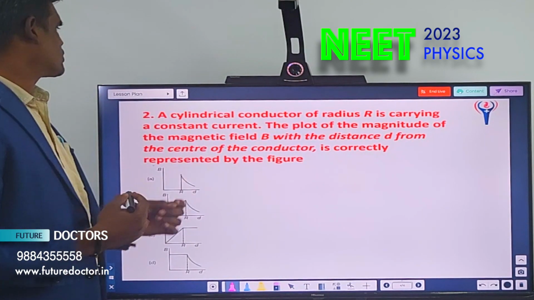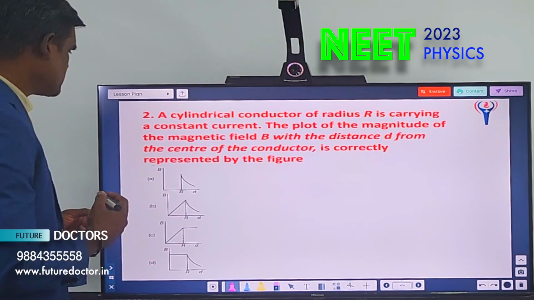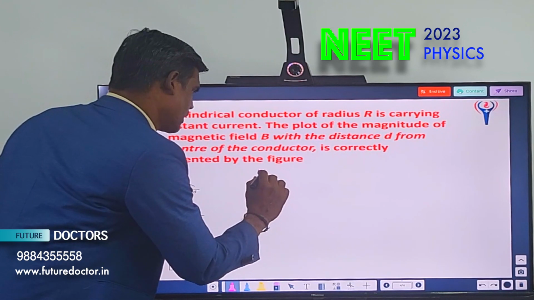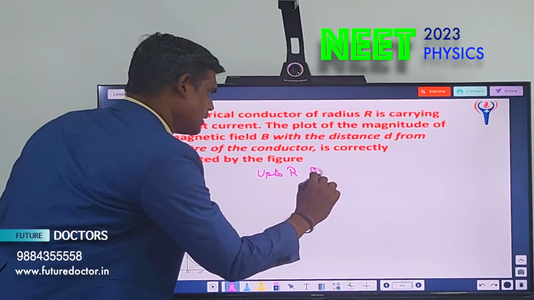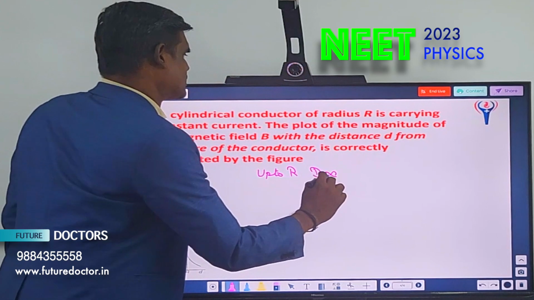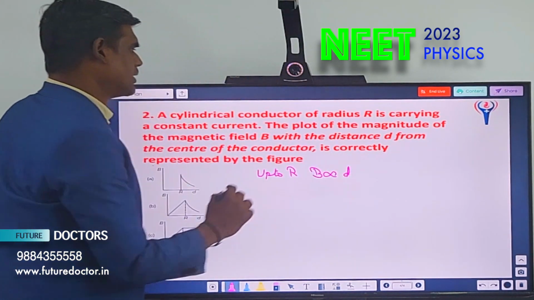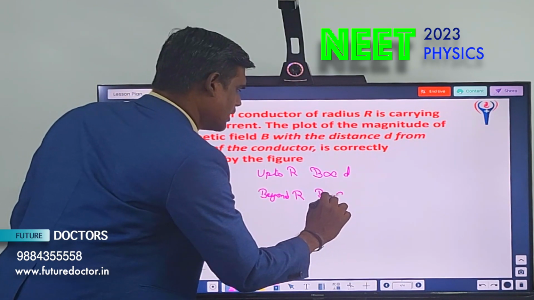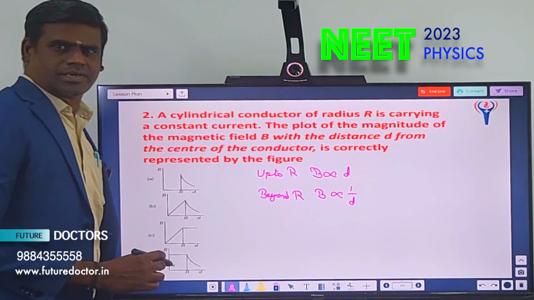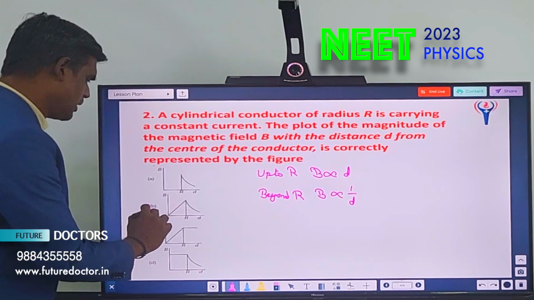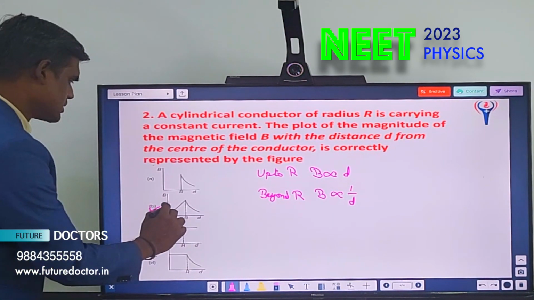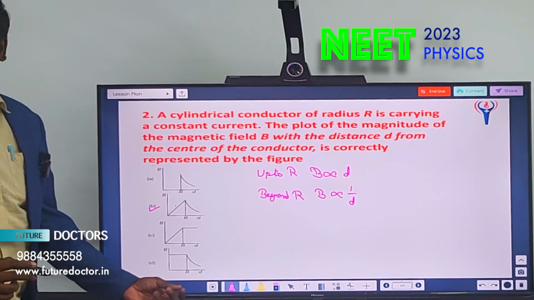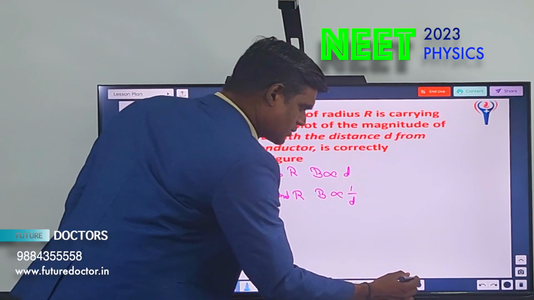Actually, for a cylindrical conductor of radius R, up to radius R, B is directly proportional to the distance D from the center. Beyond R, where R is the radius, B is inversely proportional to D, the distance. So option B is the correct answer. Up to R, B is proportional to the distance, and after R, B is inversely proportional to the distance.